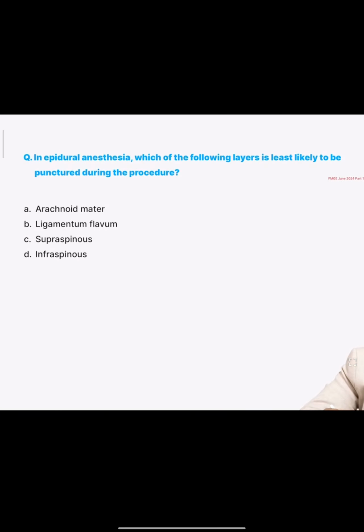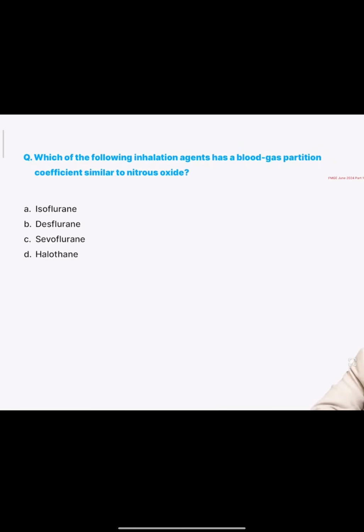Next, in epidural anesthesia, which of the following layers is least likely to be punctured during the procedure? In epidural, what is the layer least likely to be punctured? I told you supraspinous, interspinous, and remember which is the last layer to be punctured in epidural? Ligamentum flavum, the toughest ligament. Okay? Will you puncture the arachnoid? No, you don't puncture the dura itself. So how will you puncture the arachnoid? Arachnoid is after dura. So arachnoid membrane is not punctured.